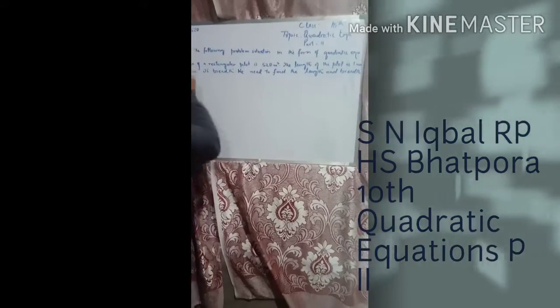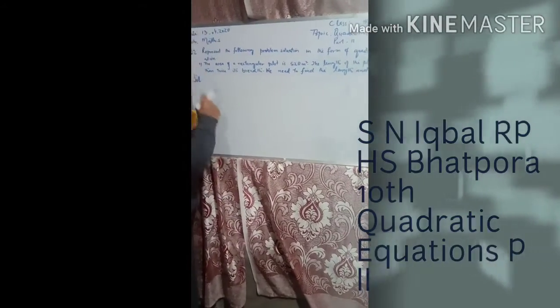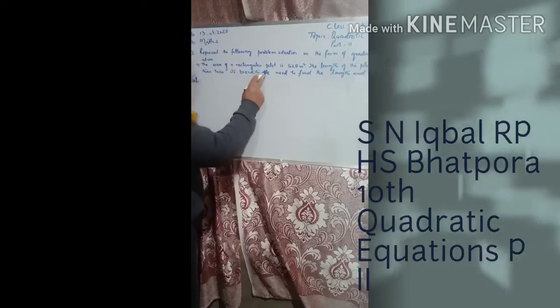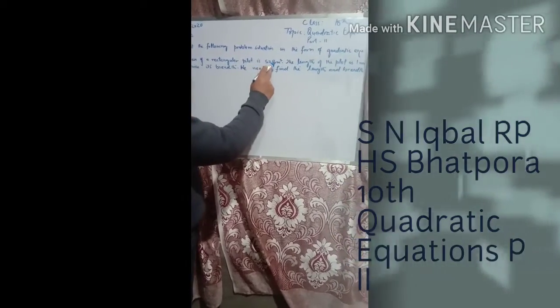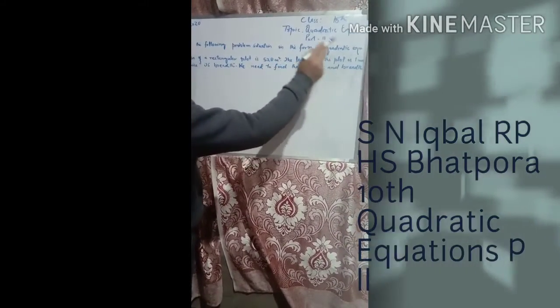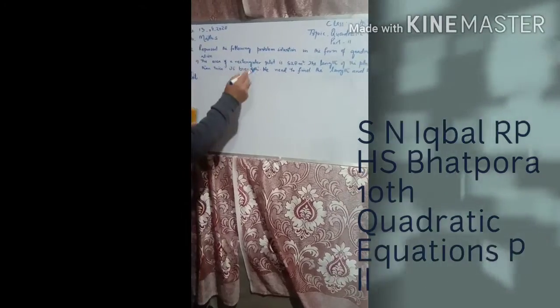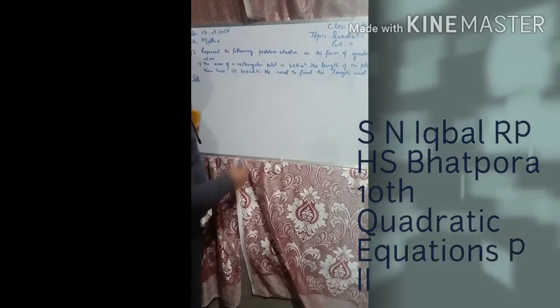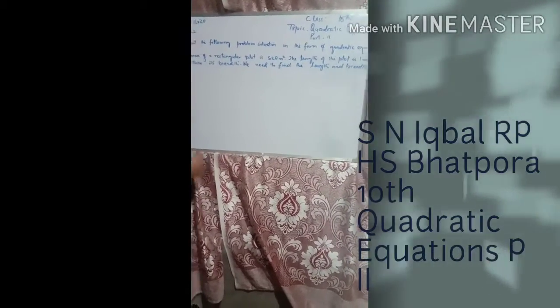of a quadratic equation. First part: the area of a rectangular plot is 528 meters square. The length of the plot is one more than twice its breadth. We need to find the length and the breadth of the plot.